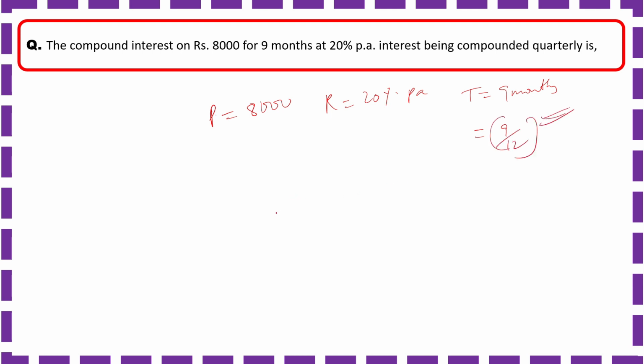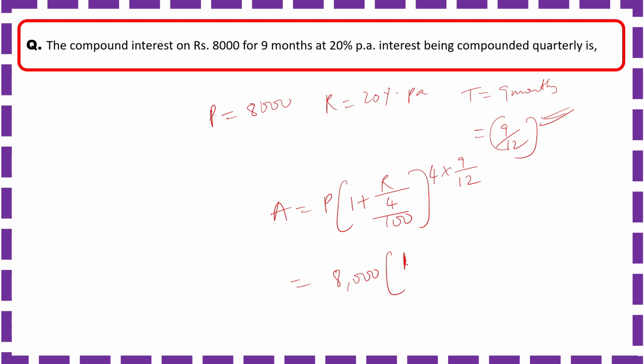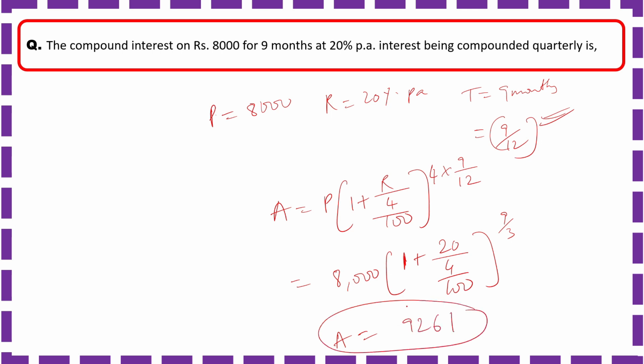So now A is equal to P into 1 plus R by 4 by 100, 4 into 9 by 12. So we know P as 8,000 into 1 plus, what is R? R is 20 by 4, 20. So take LCM and calculate this. We will get amount as 9,261. What is the question?